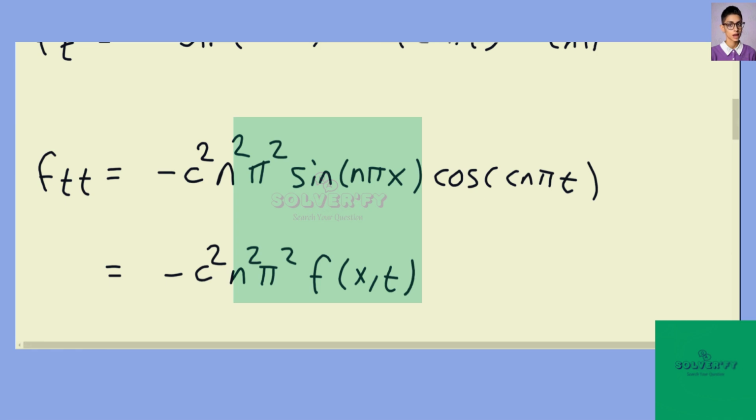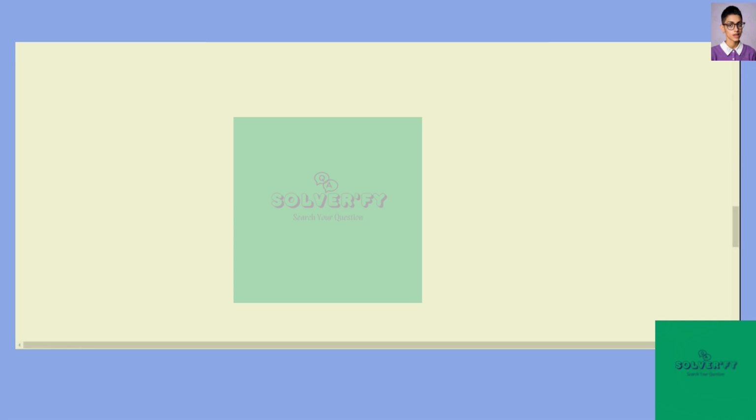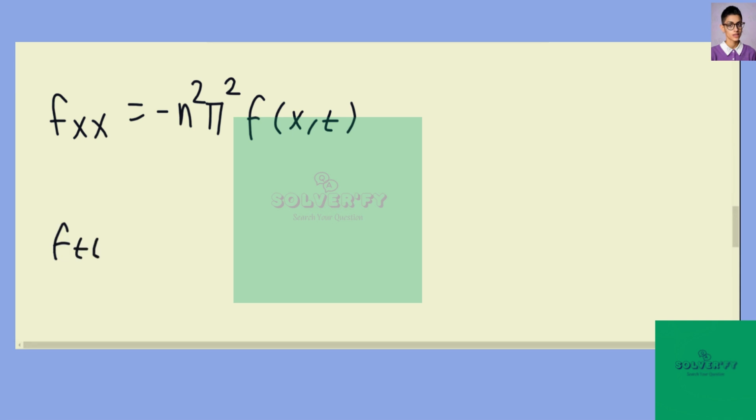And now we can compare that with the space answer. So we said that the second space partial was negative n squared pi squared times f, and then the second time partial was negative c squared times n squared pi squared times f of x, t.